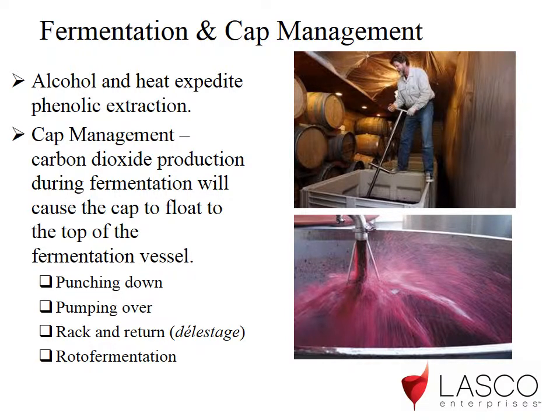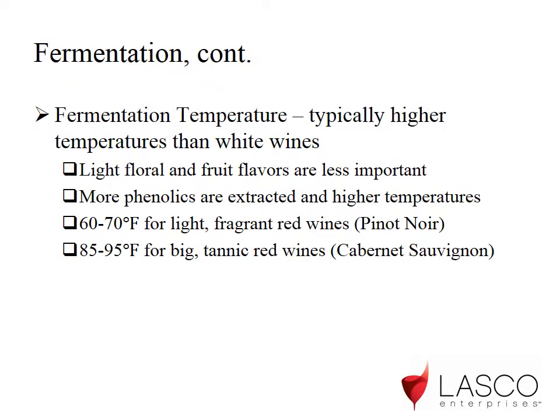And then there's rotofermentation. This technique employs a specialized fermentation vessel that either rotates on its own or contains an inner paddle that mixes the fermenting must, allowing the juice to stay in constant contact with the skins. Red wine fermentation typically takes place at higher temperatures than fermentation for white wines, as light floral and primary fruit flavors are less important and more phenolics are extracted at higher temperatures. Red wines that are lighter and more fragrant in style, like Pinot Noir wines, are typically fermented at 60 to 70 degrees. Big, bold, tannic red wines, like Cabernet Sauvignon, require a higher fermentation temperature, typically 85 to 95 degrees.